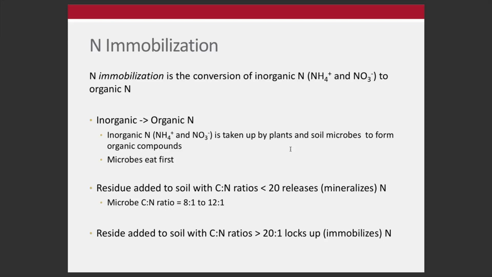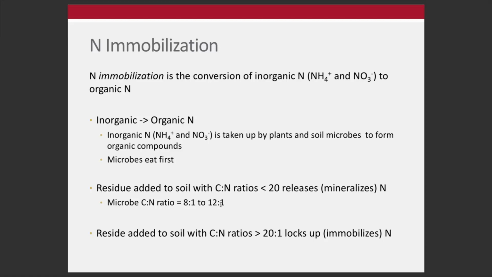And when we talk about immobilization, it's really important to consider carbon to nitrogen ratios. This is something that is talked about a lot in ecology and in biogeochemistry, this idea of stoichiometry, or the ratios of particular nutrients in a system. Microbes themselves, bacteria, have a carbon-nitrogen ratio of maybe somewhere between 8:1 and 12:1. That is, for every 8 carbons there's 1 nitrogen, or for every 12 carbons there's 1 nitrogen.